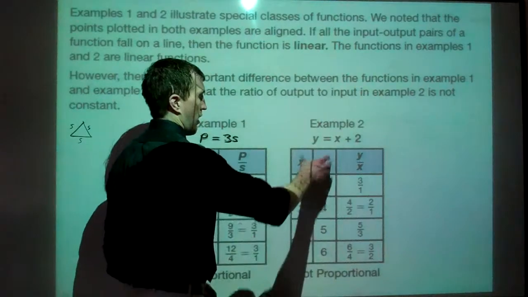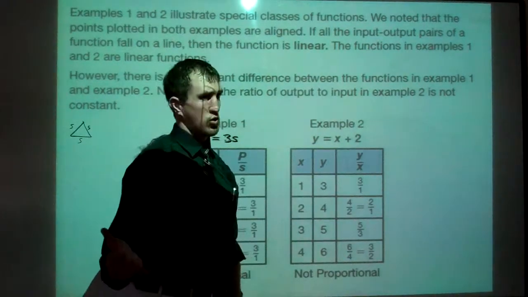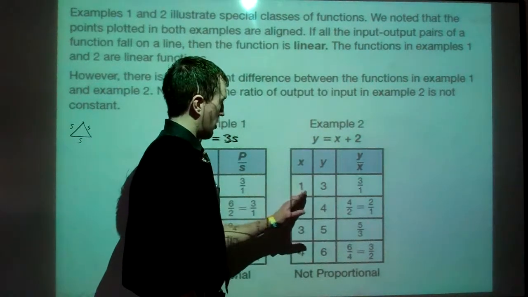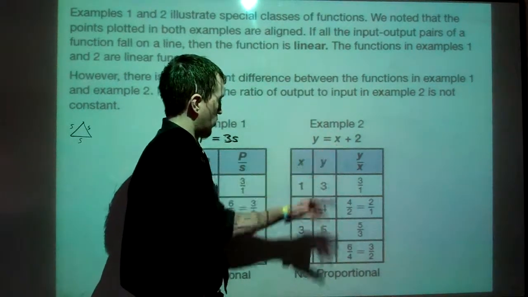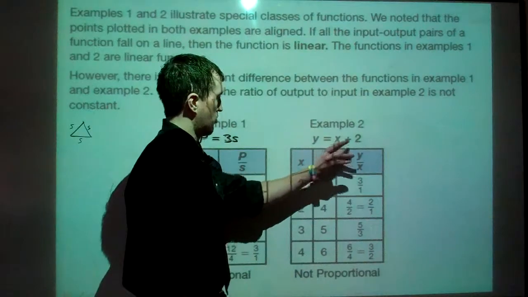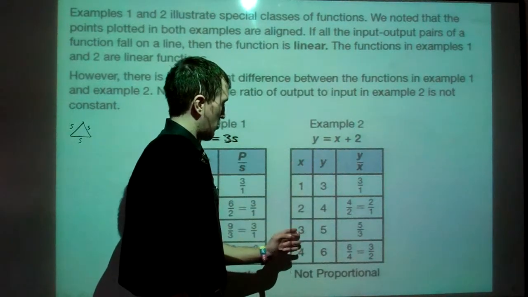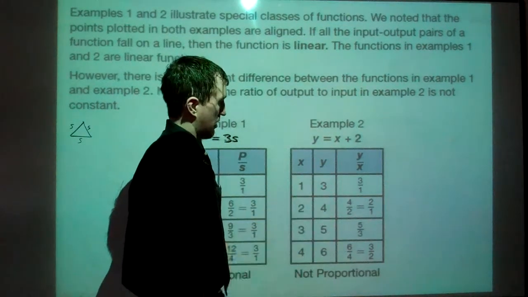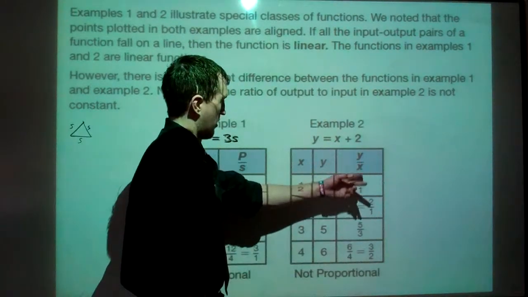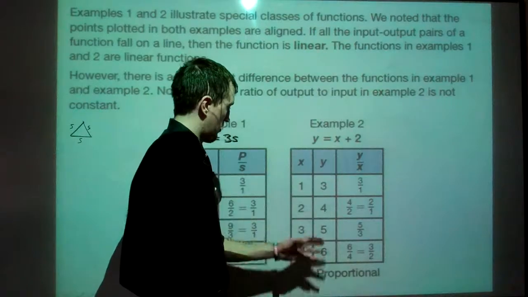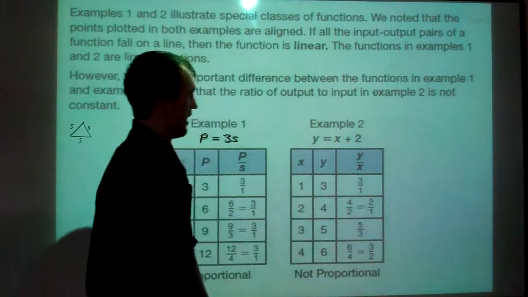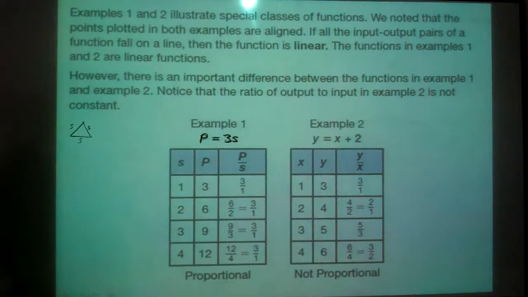This is y equals x plus 2, just some equation. And if we put 1 in for x, we get 1 plus 2 is 3. If we put 2 in for x, we get 2 plus 2 is 4. 3 plus 2 is 5. That's where we're getting these. And we can see if we do y over x, we get 3. 4 over 2 is 2. 5 over 3 is just 5/3. And that's what a not proportional equation would look like.